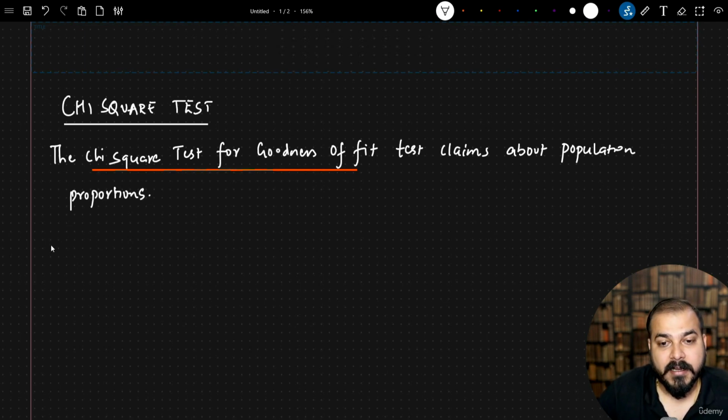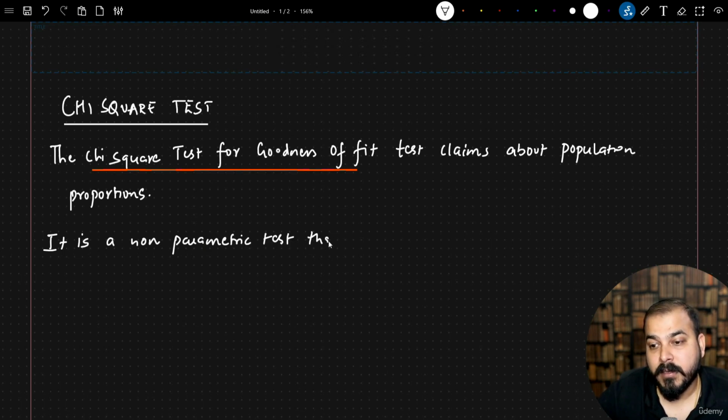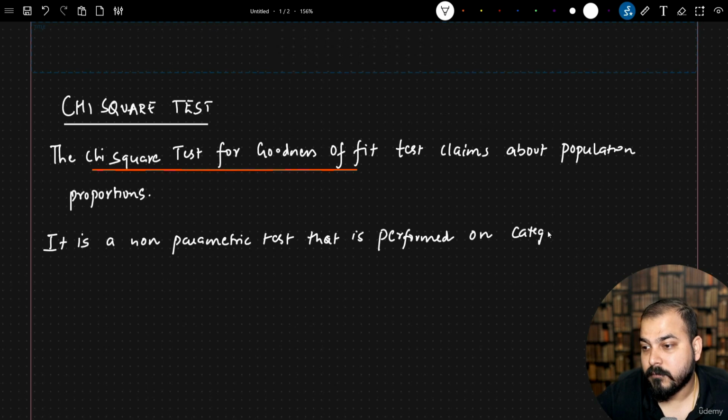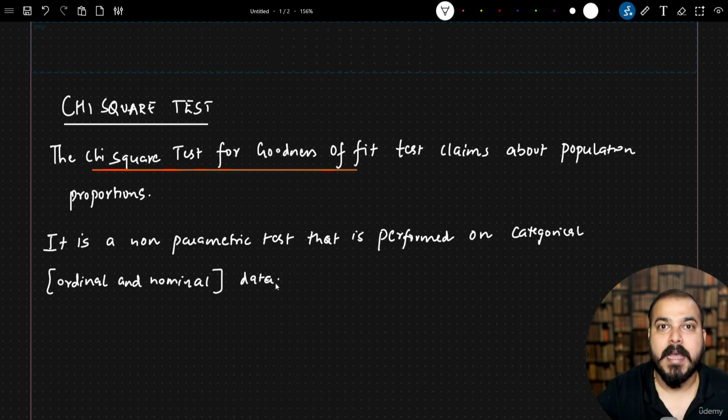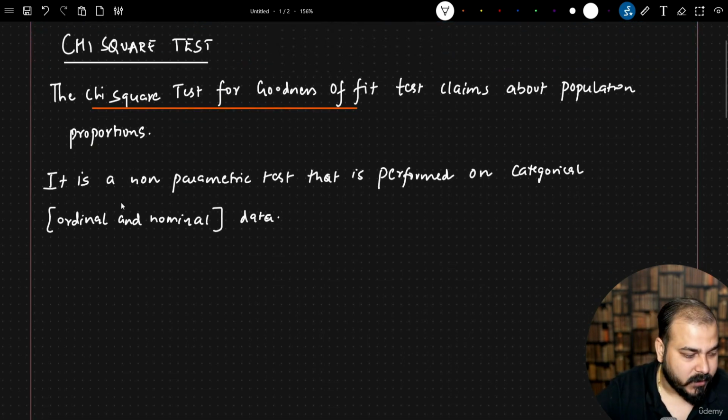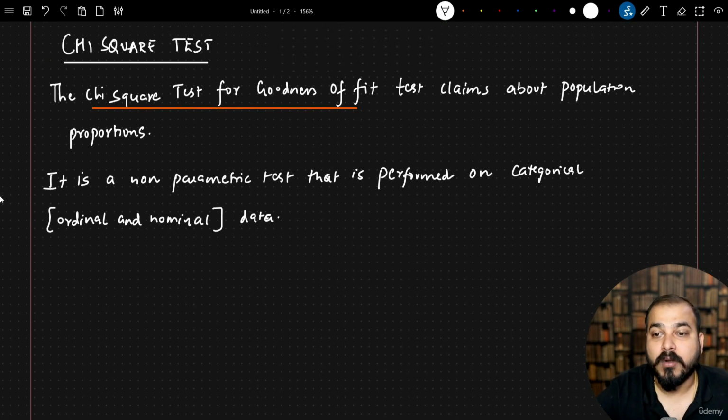Okay. And if I try to define the chi-square test, it is a non-parametric test that is performed on categorical data. When I say categorical data, we have two types in categorical, specifically ordinal and nominal data. Okay, nominal data. Now let's see some examples, and by that you'll be able to understand what exactly the chi-square test for goodness of fit is.